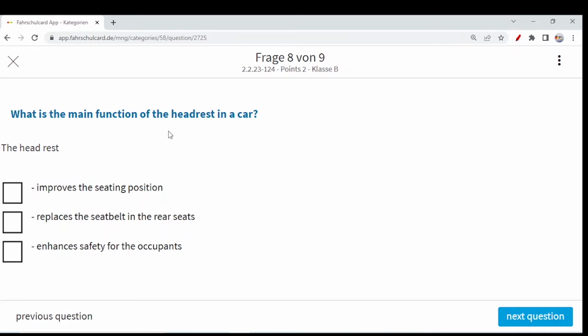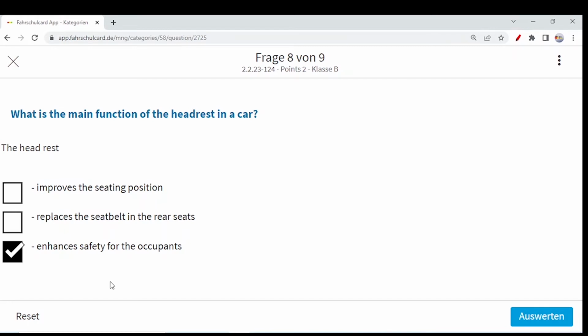If you get a push or pull from an accident from the back or front, then the headrest in front of you or at your back could prevent you from hitting your head hard on the car; it can save your head. Does it improve the seating position? No. Does it replace the seat belt in the rear seats? No, never. It enhances safety for the occupants. So those who are in the car, it actually enhances the safety for the occupant.